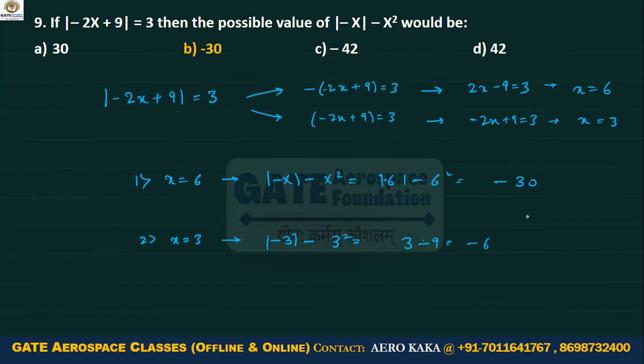So if you search in the options, you will get minus 30 as an option. So minus 30 becomes your correct answer. This is also a correct answer, but it is not in the options. So that's why it is being rejected.